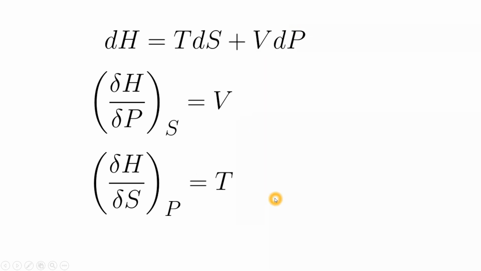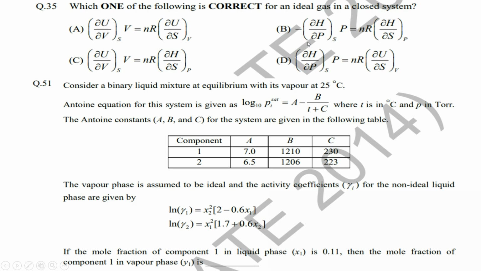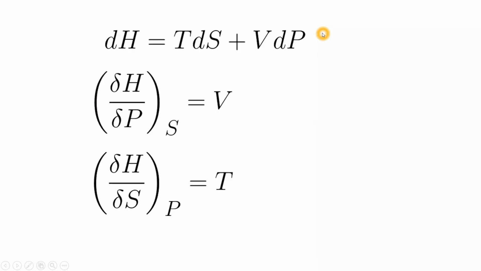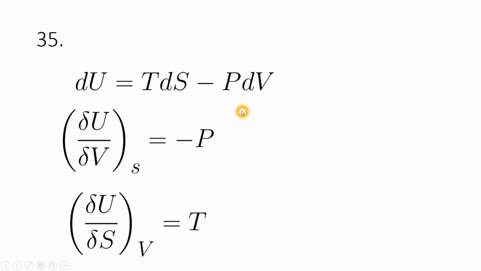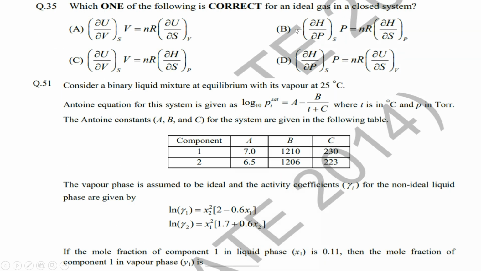Now we will put these 2 values in our second option. From this we will see del H over del P. You can see here we are getting del H over del P is equal to V, and again it will be minus PV is equal to nRT. So this option is also wrong.